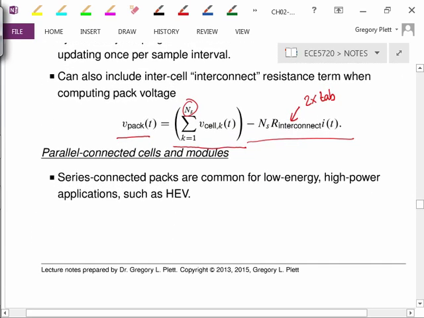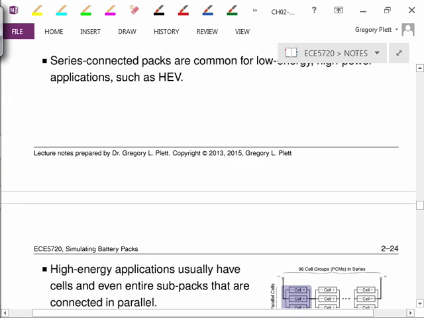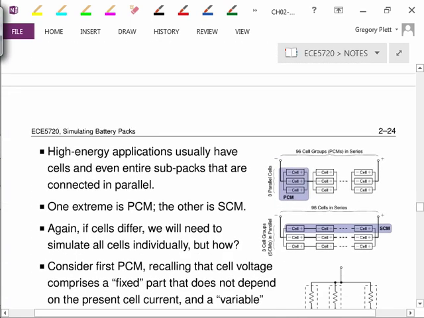When I connect cells in parallel, we can increase the current carrying capacity, for example. So connecting in series increases the overall voltage, and parallel increases the current. So we very often have series-connected packs for low-energy, high-power applications like HEV. But for high energy, I also need to get high current, and we often have cells or even entire sub-packs that are connected in parallel.